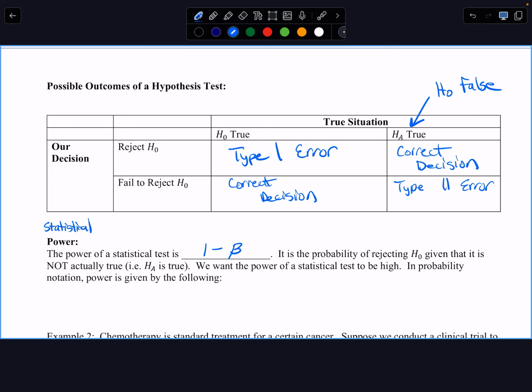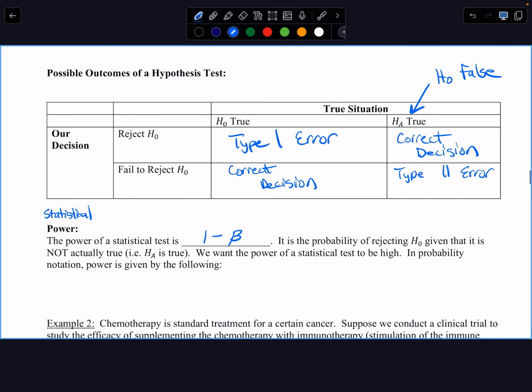It is the probability of rejecting the null hypothesis given that it is not actually true. That's what we want to happen, right? So the power aligns with this starred correct decision here. So we can say that the power, or 1 minus beta, is the probability that we reject H naught given H naught is false.